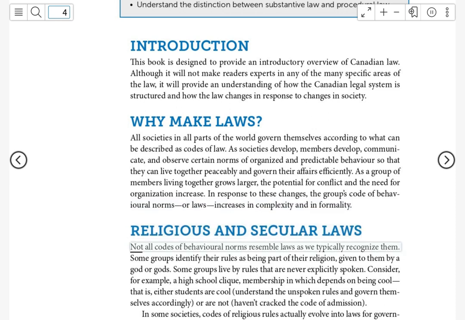Religious and secular laws. Not all codes of behavioral norms resemble laws as we typically recognize them. Some groups identify their rules as being part of their religion, given to them by a god or gods. Some groups live by rules that are never explicitly spoken. Consider, for example, a high school clique, membership in which depends on being cool. That is, either students are cool, understand the unspoken rules and govern themselves accordingly, or are not, and haven't cracked the code of admission.